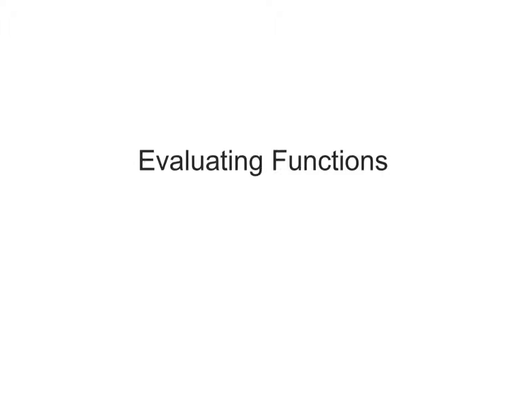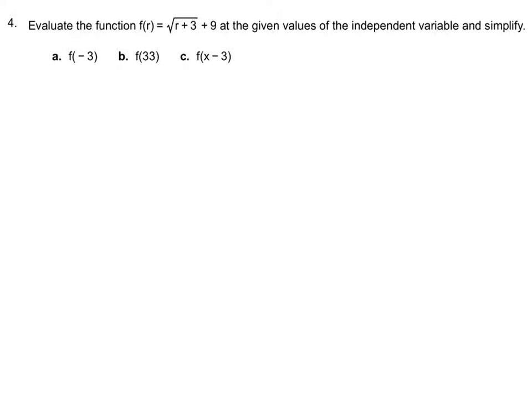Evaluating functions. Evaluate the function f of r equals the square root of r plus 3 plus 9 at the given values of the independent variable and simplify. For part A, we're asked to find f of negative 3. That means that we'll plug in a negative 3 wherever we see an r in our original equation.